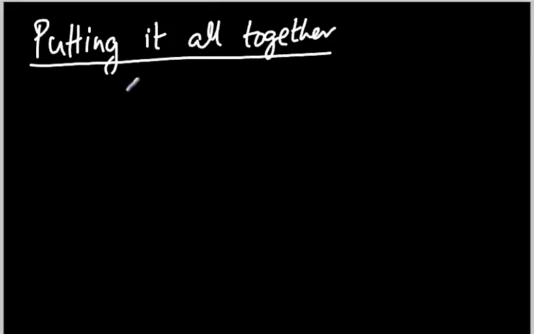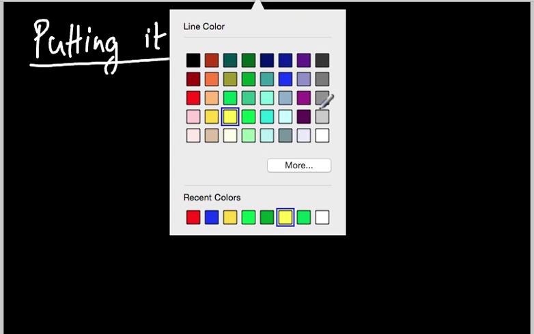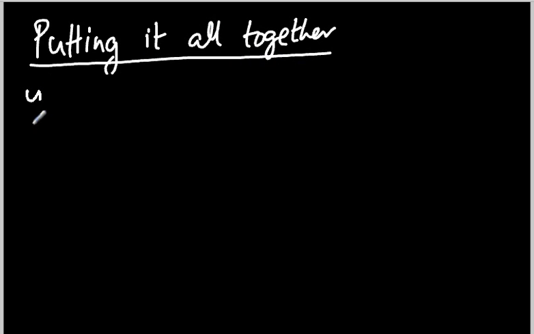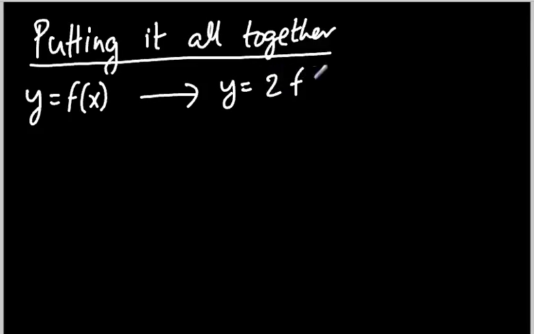So let's say, for example, I have some function, and I call it y equals f of x, and I transform it to y equals 2 f of 2 minus 1/3 x, and then I put plus 1. So this is my function. I'm transforming from f of x to this thing right here.